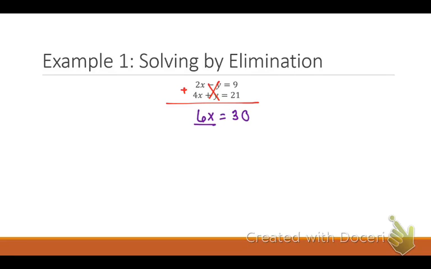What do I do now? Just talk to me. Divide both by 6. Yeah, divide them both by 6, and x equals 5. So now I have half of my answer. All right, how do I solve for y now? How would I solve for y? You plug it in. Plug it back in.